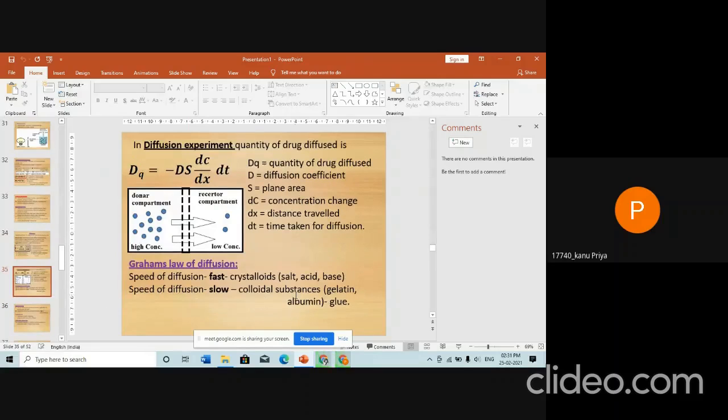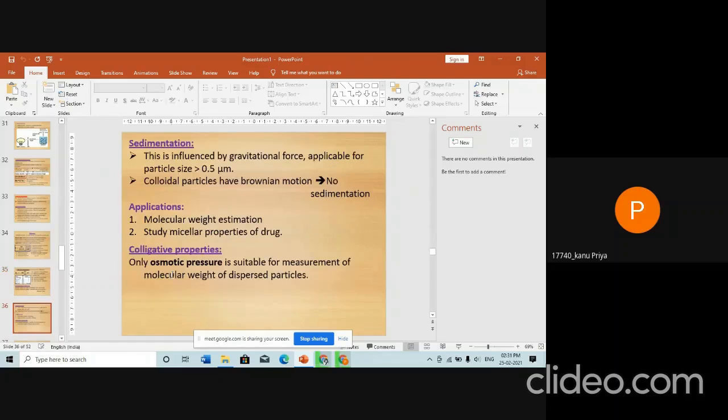In a diffusion experiment, the quantity of drug is diffused according to this. Next is Graham's law, which states that if the speed of diffusion is fast, it forms crystalloids. If the speed of diffusion is slow, it forms a colloidal substance. And then next is sedimentation.